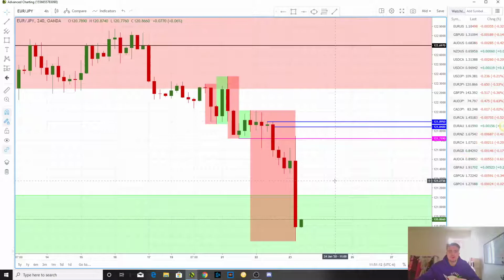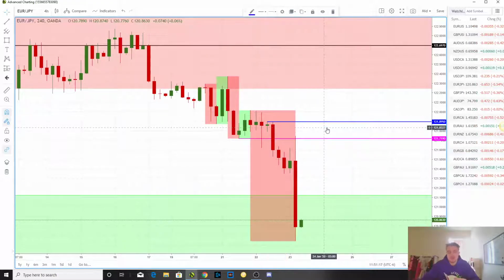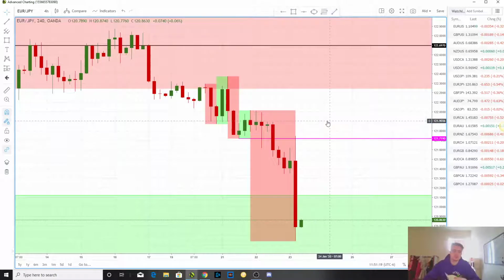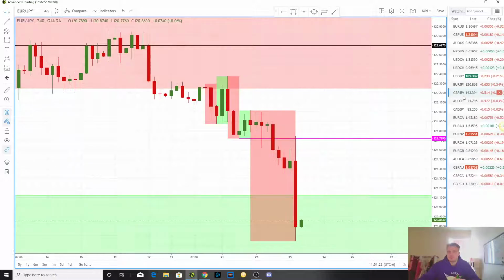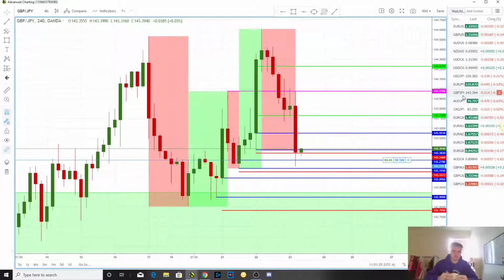Kind of similar picture on EURNZD, except now we can't buy anymore. So I'm just gonna delete that. We can't sell anymore. We delete that. We have to wait for the buy opportunity now, because we're low on the curve again. Again, we already know the story on that one. Looks like we're up $20 more, which is nice.